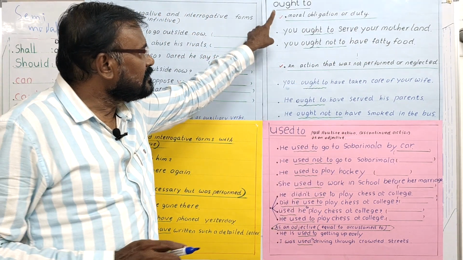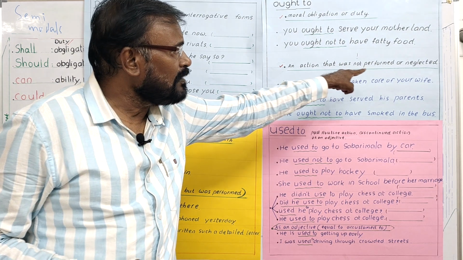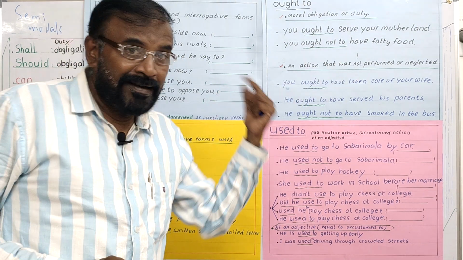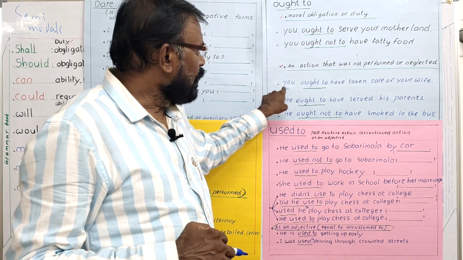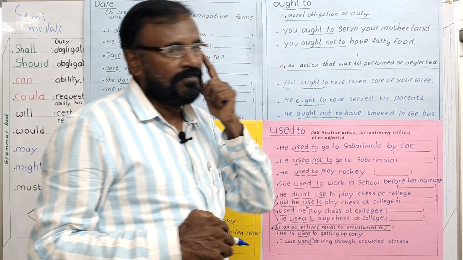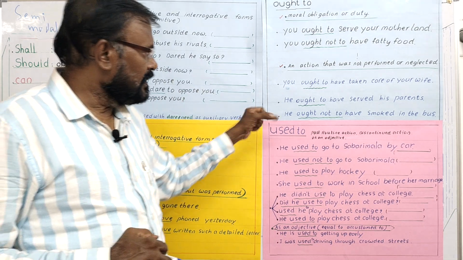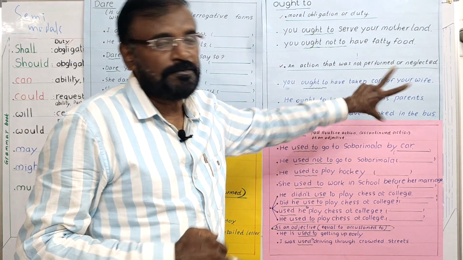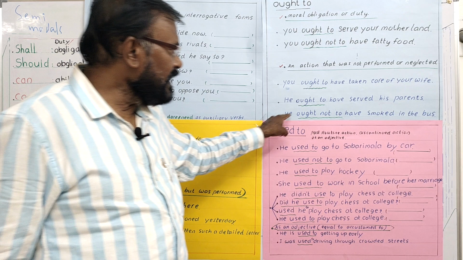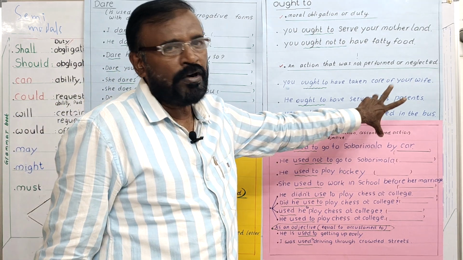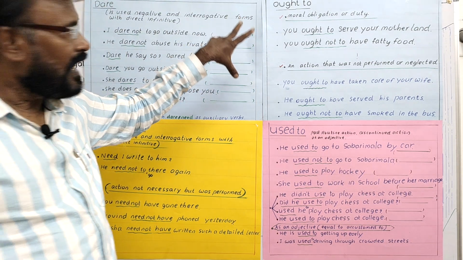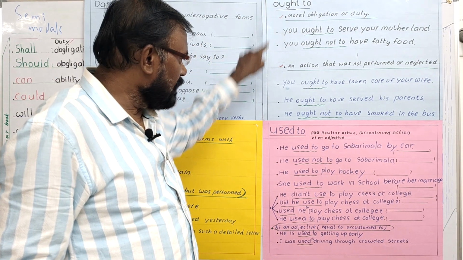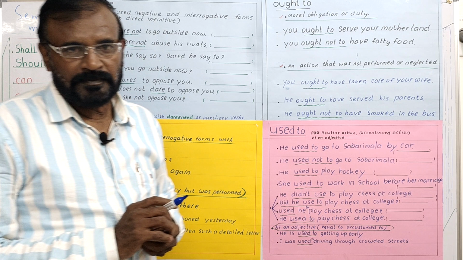It is also used for an action that was not performed or neglected in the past. See, you ought to have taken care of your wife, but you didn't. He ought to have served his parents, but he did not. He ought not to have smoked in the bus, but he did so. It's about the modal verbs ought to and used to.